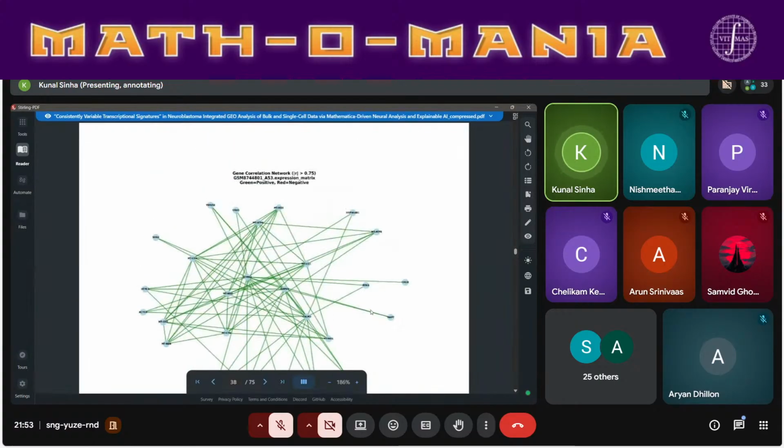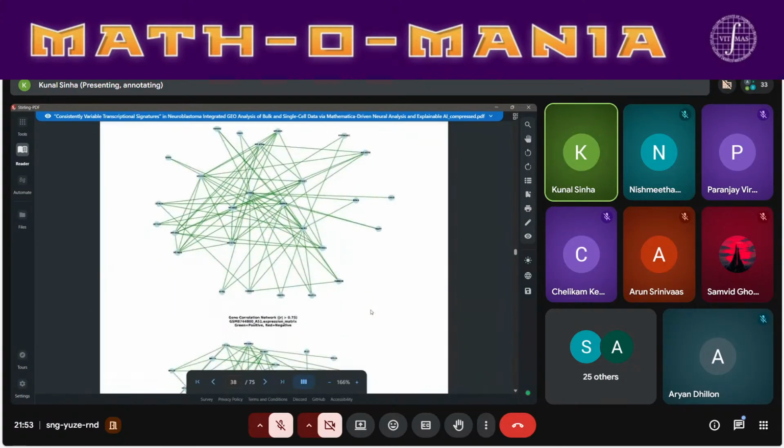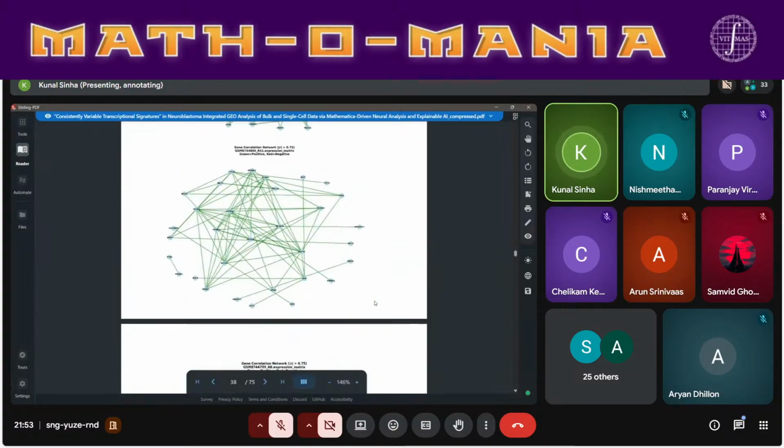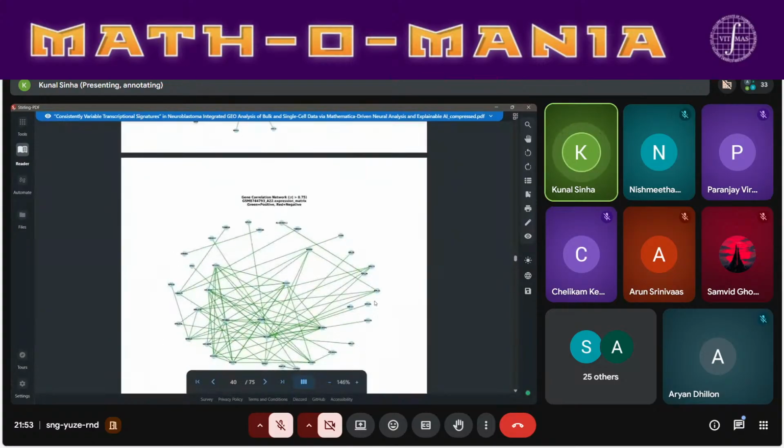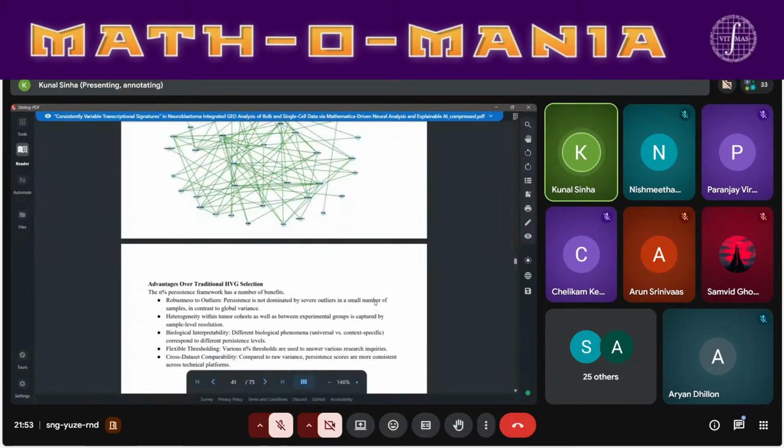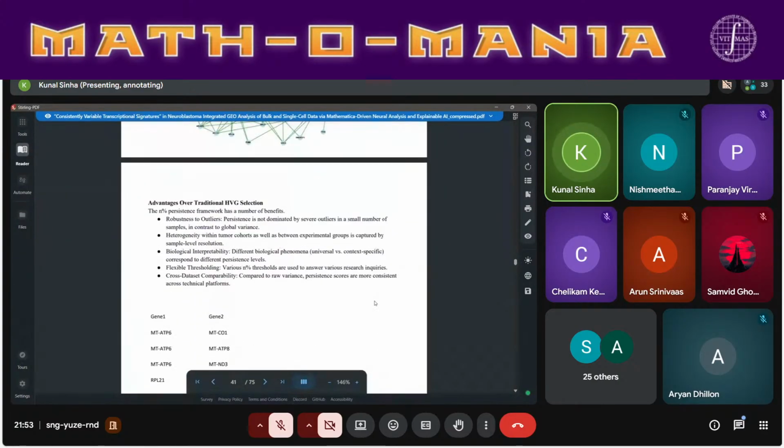Following this, this is basically how the networks look. As you can see, there are different networks here. Advantage over traditional methods: from our study, we were able to find that n% persistence up to a certain degree, like 50 to 60%, gives the same result as HVGs, and it's a lot faster compared to how HVGs are normally done. So you can save a lot of time doing this.